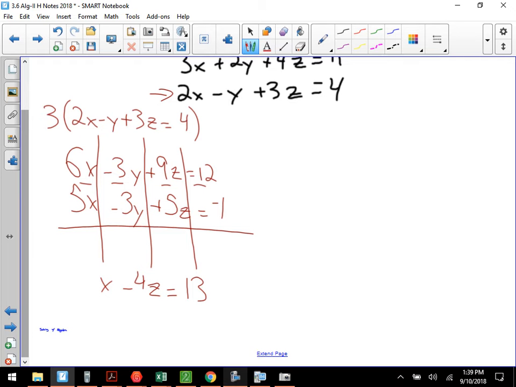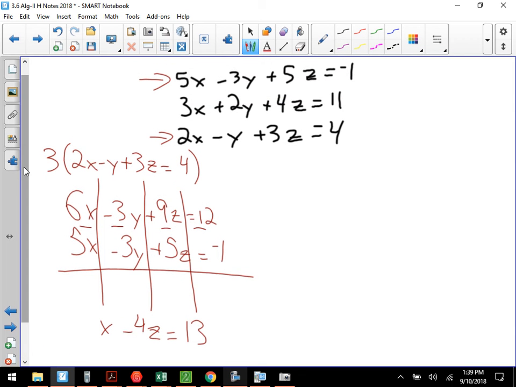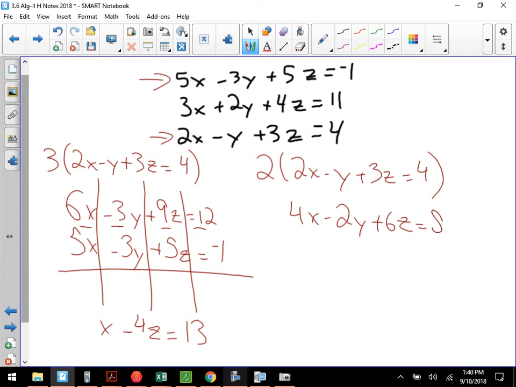But I'll eliminate y again in the other one, the middle equation now. What am I going to multiply that third equation now by to get rid of y in the second equation? Just by 2. Multiply it by 2. So I write it out that I'm multiplying by 2. I get 4x minus 2y plus 6z is 8.